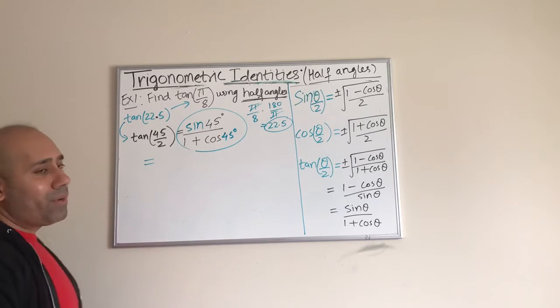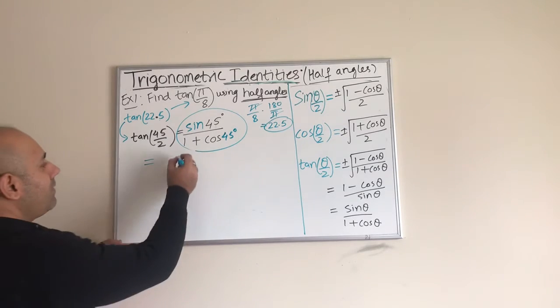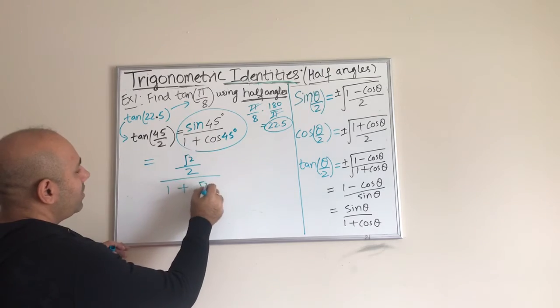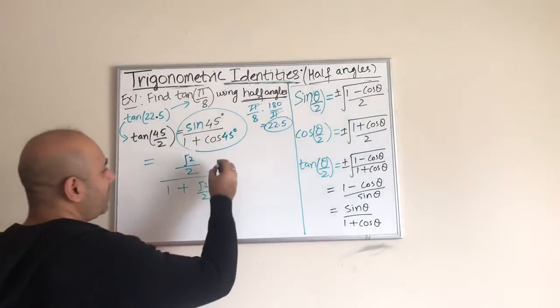So guys, sine of 45 and cosine of 45 actually are equal, are the same. So sine of 45 is radical 2 over 2, and then this cosine of 45 is also radical 2 over 2. Okay, but we cannot leave it like this. We got to simplify. So it's not too difficult to simplify.